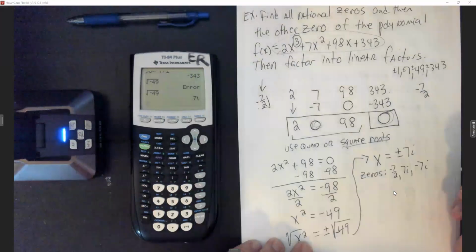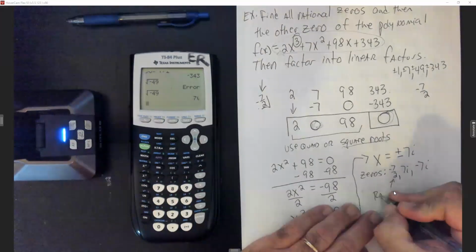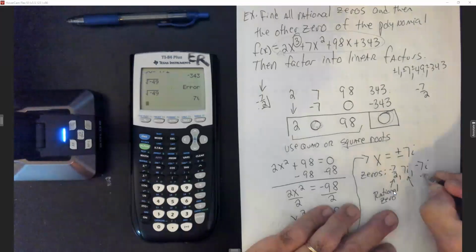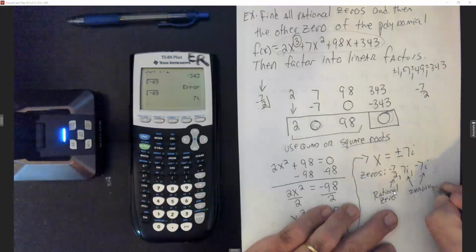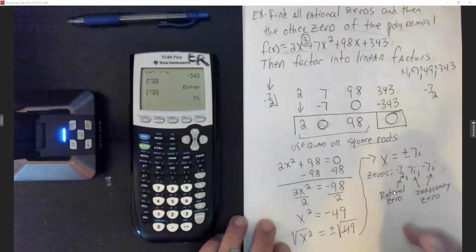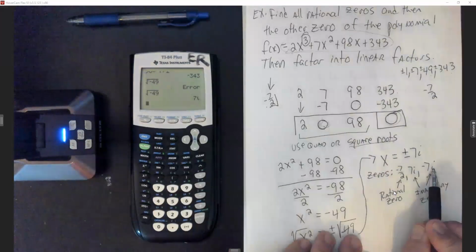The negative 7 halves, that's my rational 0. The 7i and the negative 7i are imaginary zeros. So you would put negative 7 halves in the spot where it said rational zeros, and then the other zeros, you would put the 7i and the negative 7i.